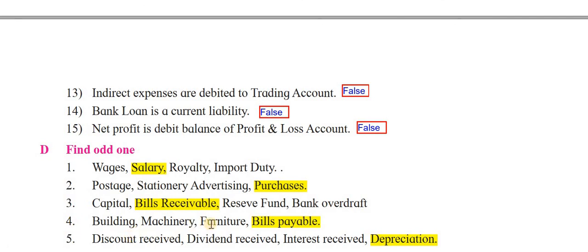Fourth one, building, machinery, furniture and bills payable. I think this is the easiest one. Building, machinery और furniture आपके fixed assets हैं और bills payable आपकी liability है. So odd one यहाँ पर है bills payable.